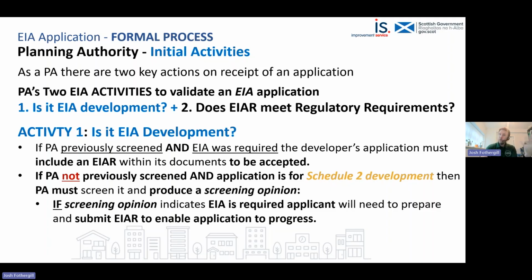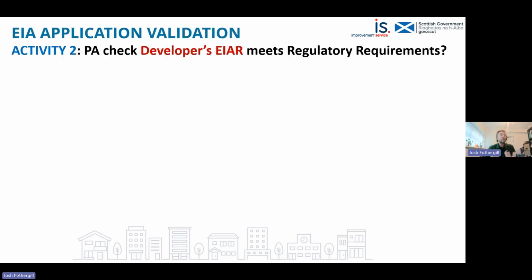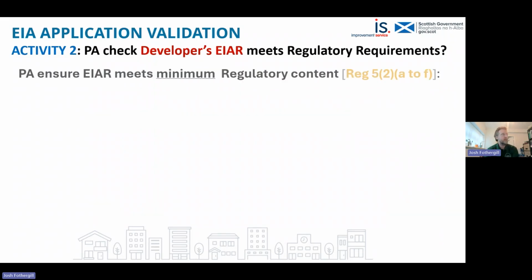So let's assume we knew it was an EIA development, it's come in, it's got an EIA report with it straight away. That's the easier process. So one thing we do need to be checking, and probably as part of the validation process that you guys are doing in terms of application, is just because someone scribbles in crayon on the front of a piece of paper "EIA report" does not make it an EIA report in the eyes of the law. So it is the requirements of Regulation 5.2 A to F that set out the minimum content requirements to make a document legally an EIA report.